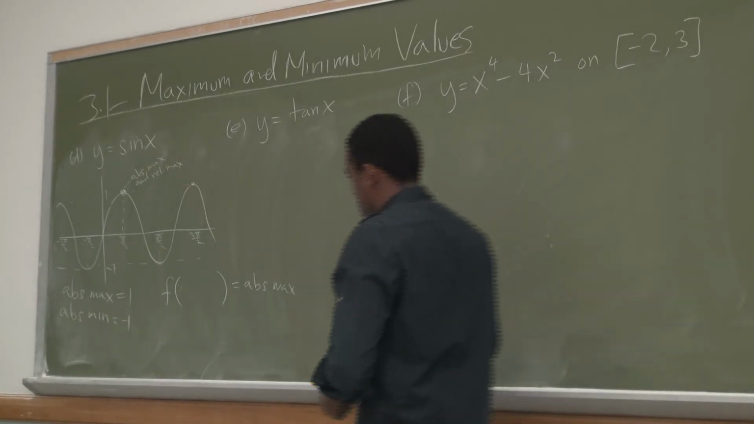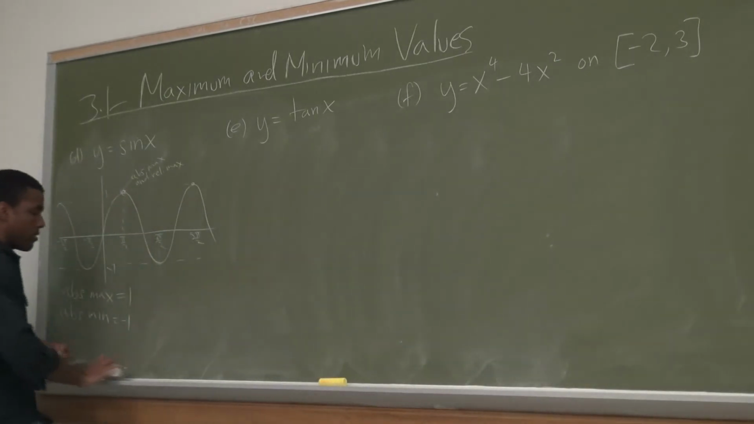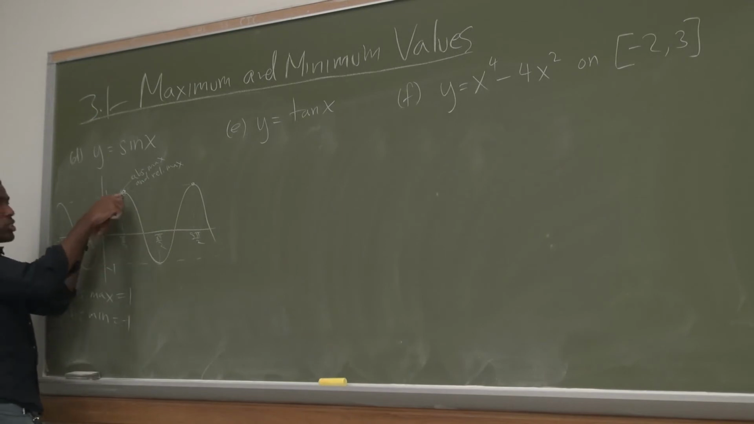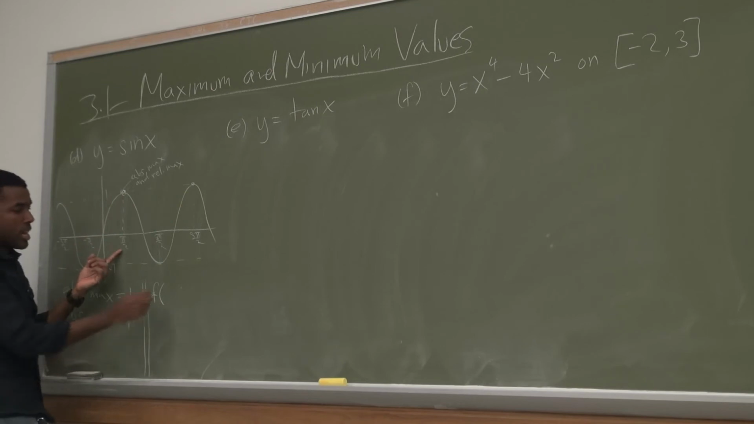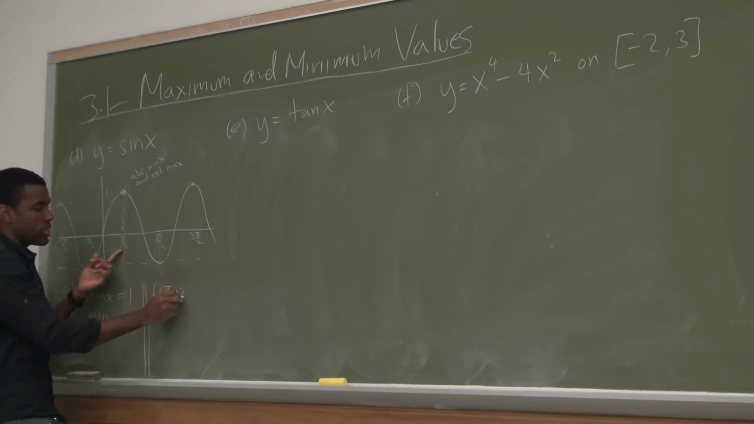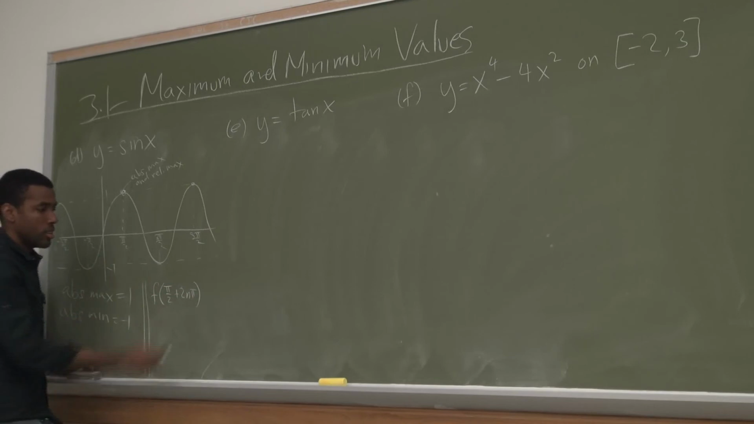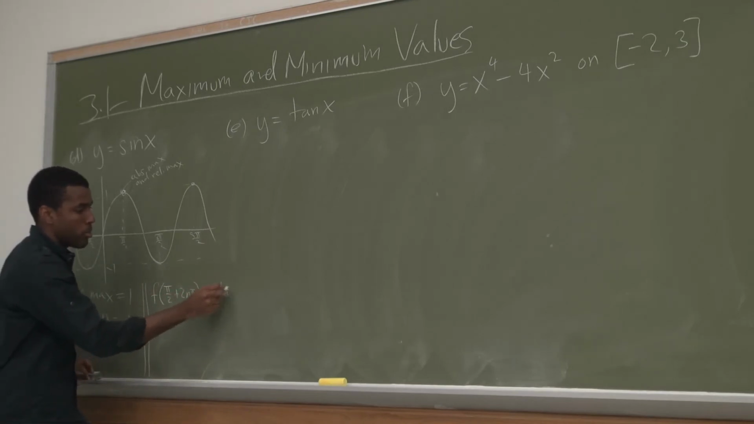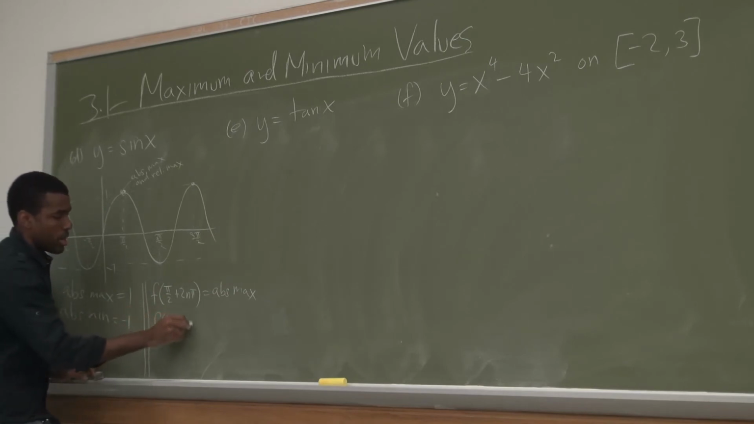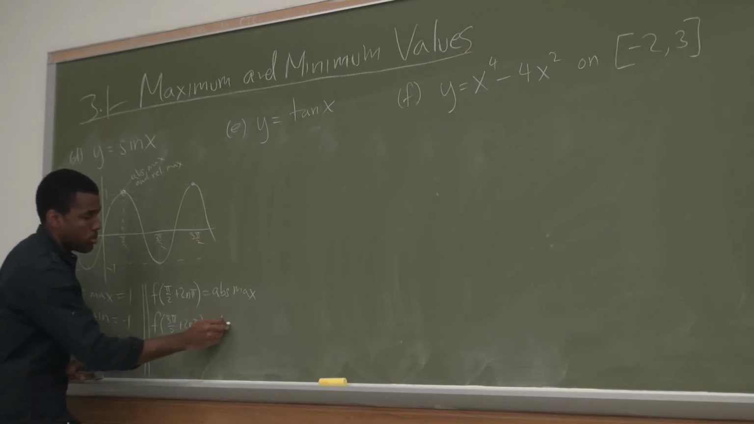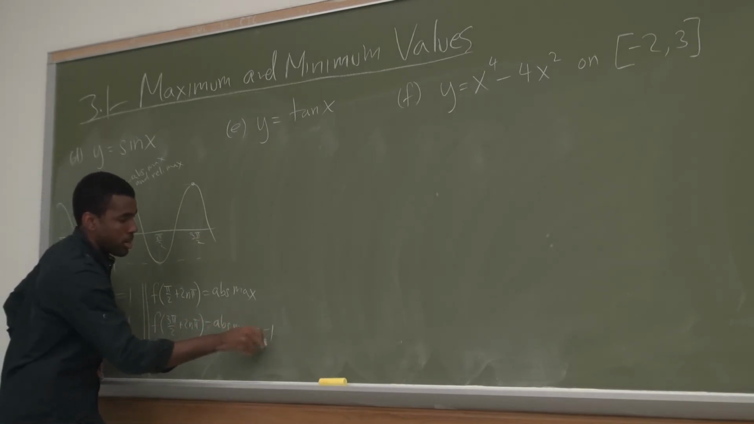All you have to remember is that sine is periodic. What's the period? 2 pi, right? So once you figure out the first guy, pi over 2, all you have to do is add a multiple of 2 pi. This will always give you the absolute maximum. And if you figure out 3 pi over 2, add a multiple of 2 pi. This will always be an absolute minimum. And it will always be minus 1 and 1.